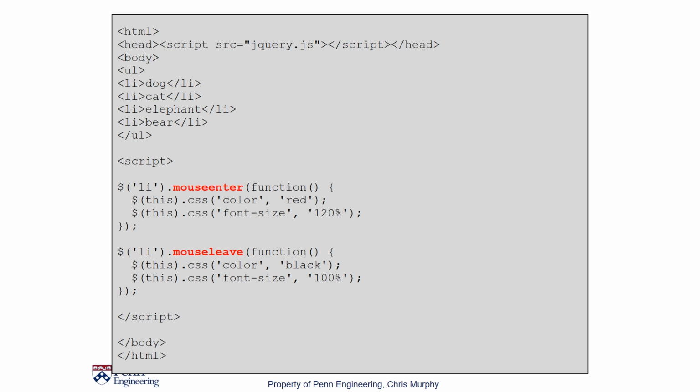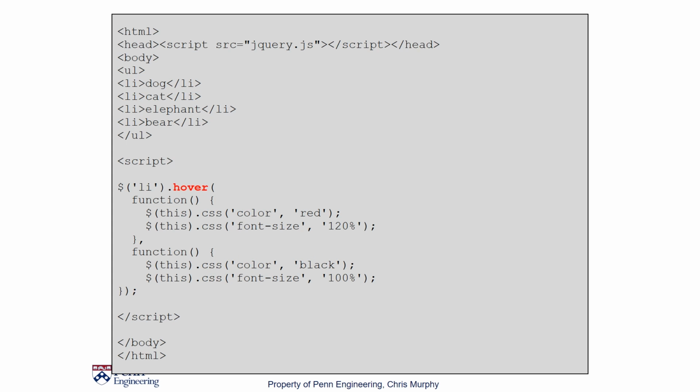This combination of mouse enter and mouse leave is common enough that in jQuery there's a shortcut for it, which is hover. Hover is the event where the user moves the mouse over an item and then moves it away. Hover allows you to specify two functions. The first is the mouse enter function. That's this one here. This is the function that will be called when the user first starts hovering over the item. The second function down here is the mouse leave function. This is where the user stops hovering over the item and moves the mouse away from it.